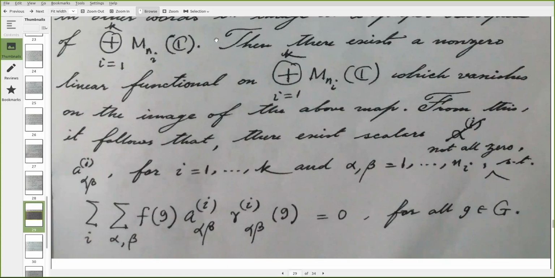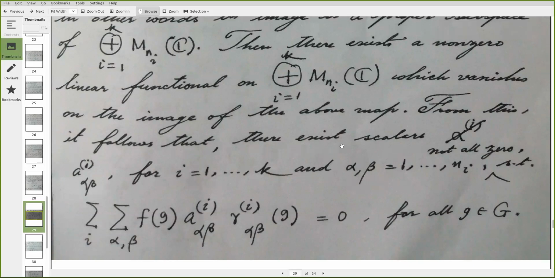So since we know the form of a general linear functional defined over this, from that we see that there exist scalars. For each i and for each alpha beta, fixing i, the number of alpha betas will be n_i squared, and now I have k of them, so therefore we will have n1 squared plus ... plus nk squared scalars, not all zero, such that this becomes zero. This comes from the general form of a linear functional.